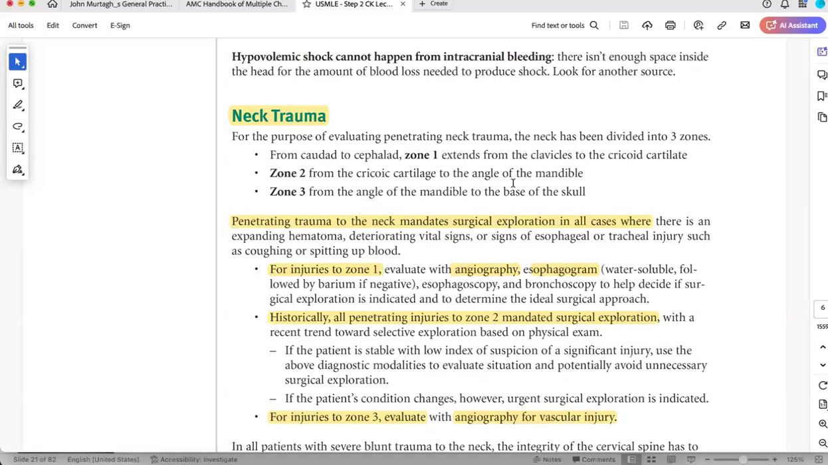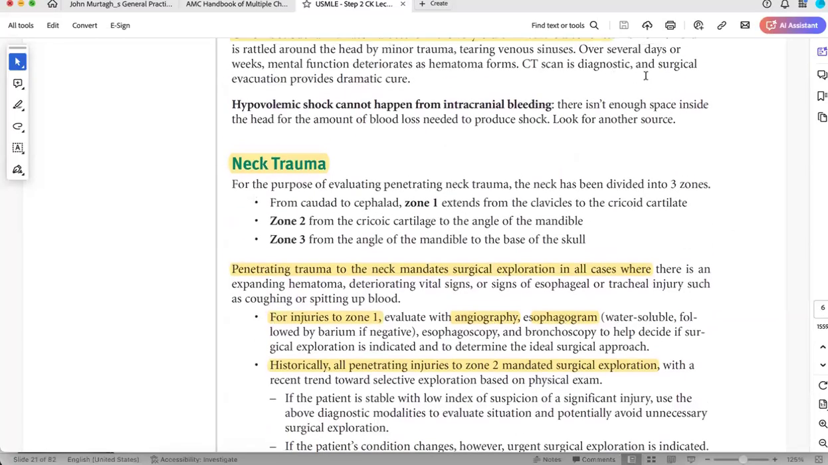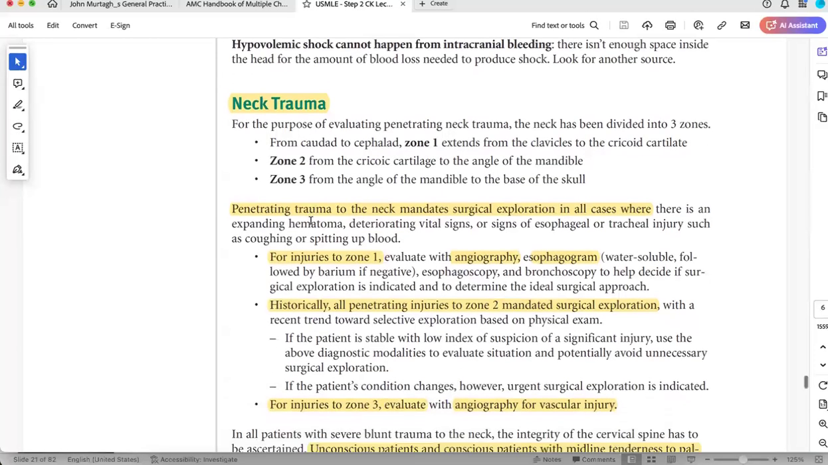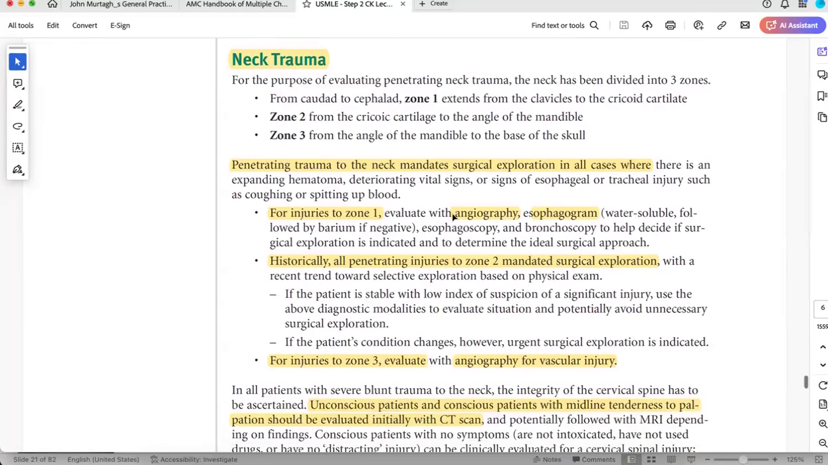Moving on to neck trauma. First of all, remember penetrating injury to the neck. Any patient who has a penetrating neck injury requires surgical exploration in all cases. Especially if there is a stabbing wound into the neck which penetrated, and the patient has an expanding hematoma, unstable vitals, or is coughing up or spitting up blood, any of those means the patient will need a surgical exploration.